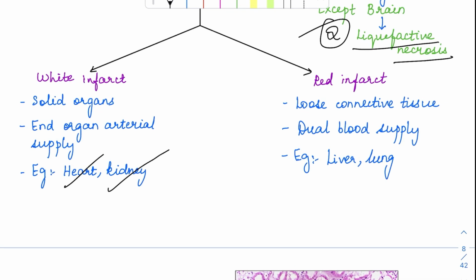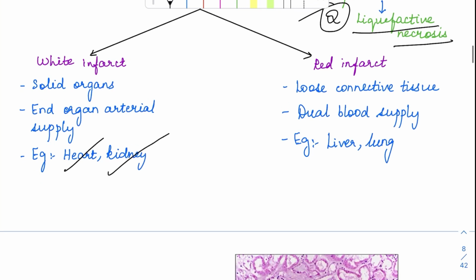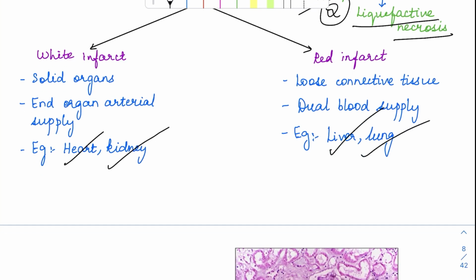Red infarcts are the ones which appear red in color rather than white. These kinds of infarcts appear in loose connective tissue. Whenever the tissue is loose, the blood can still seep into the tissue, so the blood is going to be present and give a red color. Red infarcts are seen in loose connective tissue, and again in organs which have dual blood supply. One artery is being blocked over here, but some other artery is still able to supply that area, so it is still going to be preserved. That is going to be red in color. This kind of red infarct is seen in organs with dual blood supply like liver and lung.